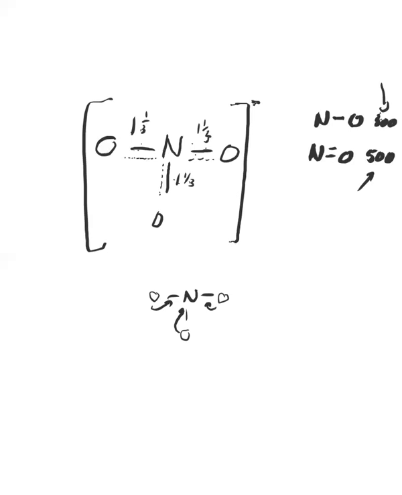Okay. So let me show you an example. There's actually only one type of problem that the Alex homework has you do. So this is called writing the Lewis structures for a molecule with resonance.